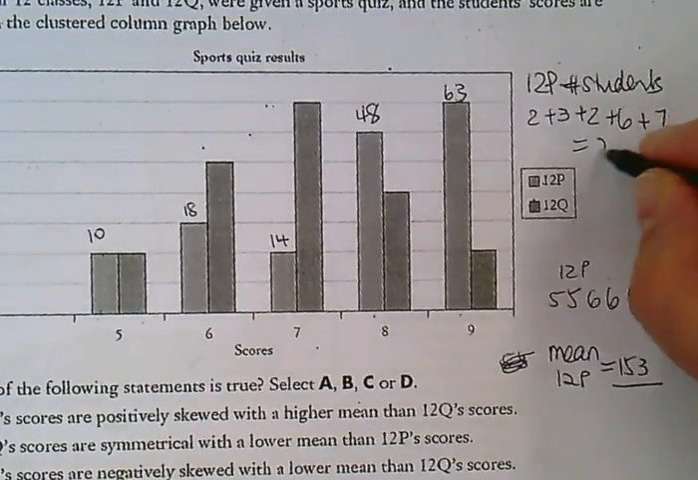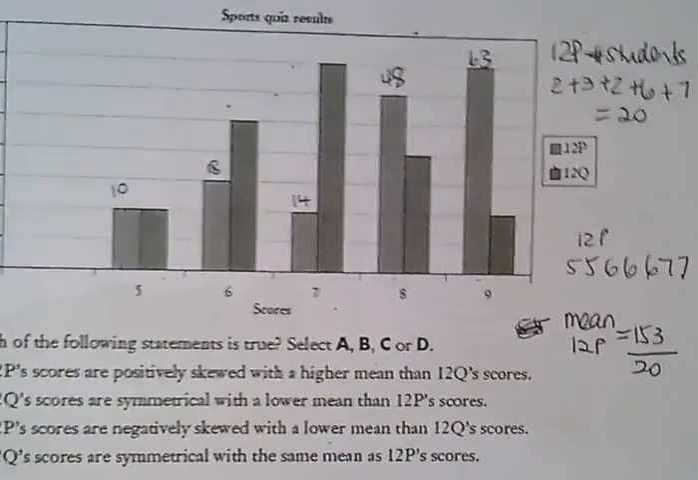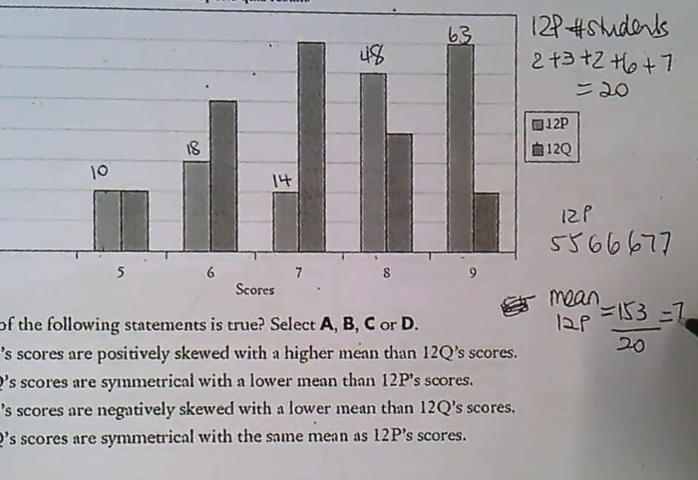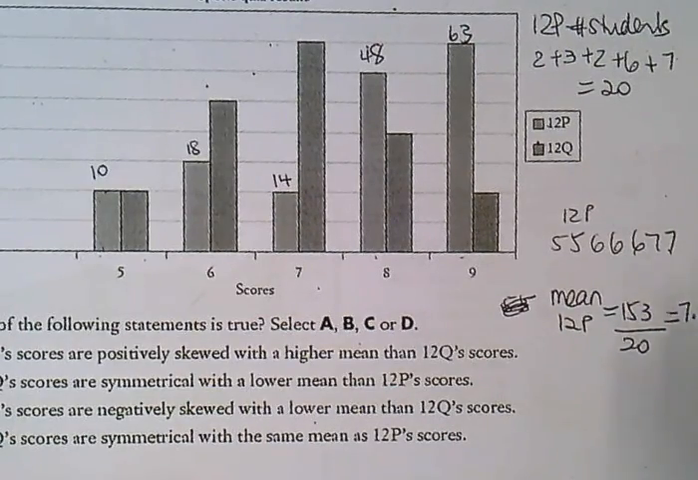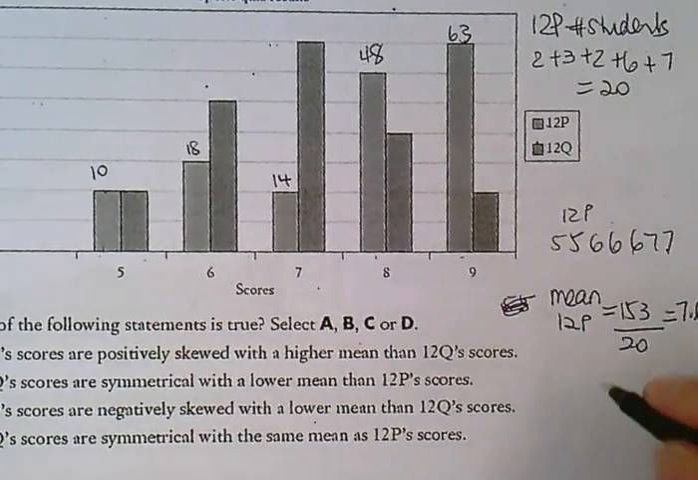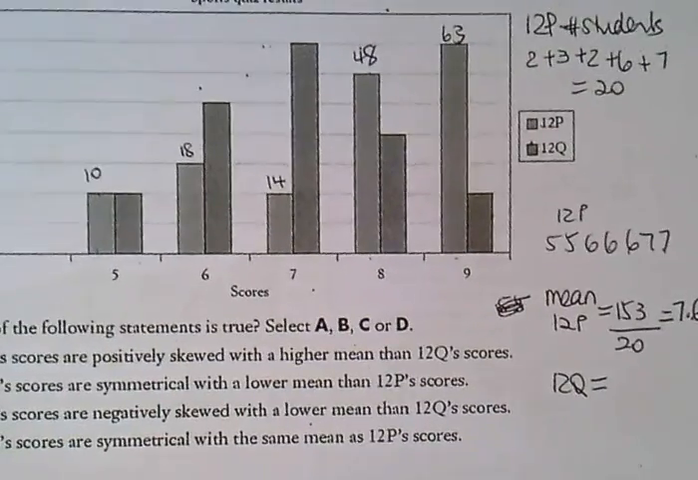That's 20, isn't it? Yeah, over 20. So the mean, remember, is the sum of the scores over the number of scores. That average is 7 point something. What do we get? 7.65? I think so, yeah. And for class 12Q, you have to do the same thing.